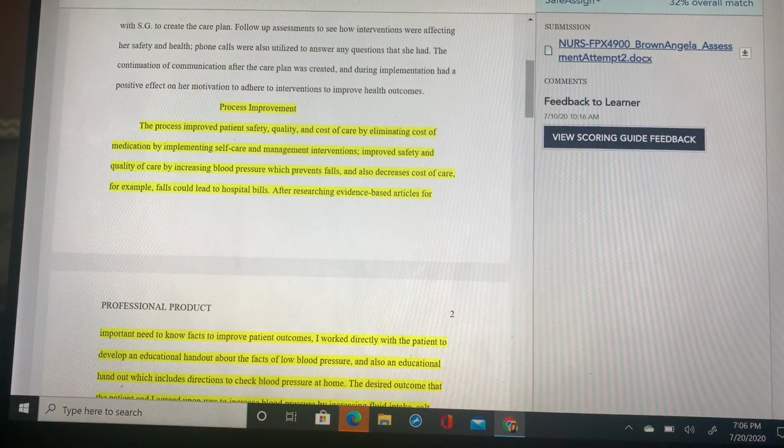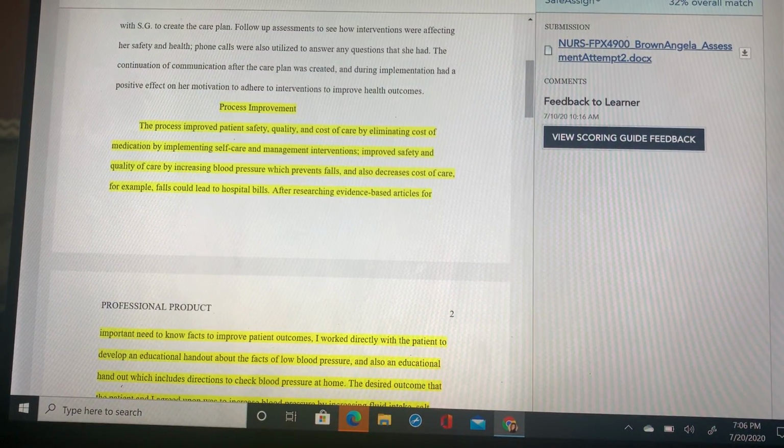The process improved patient safety, quality, and cost of care by eliminating cost of medication by implementing self-care and management interventions. Improved safety and quality of care by increasing blood pressure, which prevents falls and also decreases cost of care. For example, falls could lead to hospital bills.